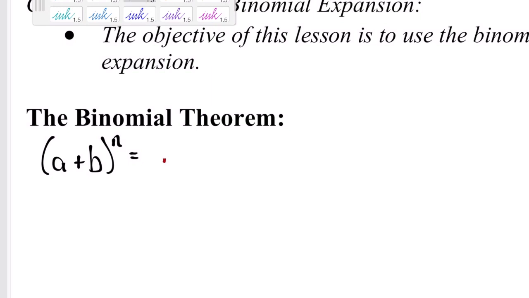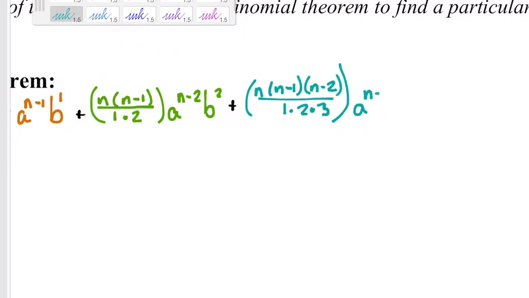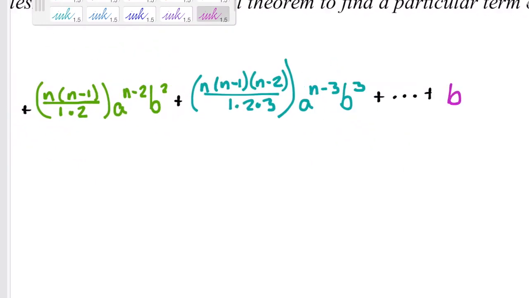Our very first term is going to be a to the power of n, because Pascal's triangle always starts with 1, so our first leading coefficient is always going to be 1. A is going to be to the highest exponent, in this case n, and b is going to be to the 0 power. And then we're going to do the pattern that I showed you guys in the last video. And of course, we're going to finish with a to the 0 power and b to the highest exponent, which would be n.